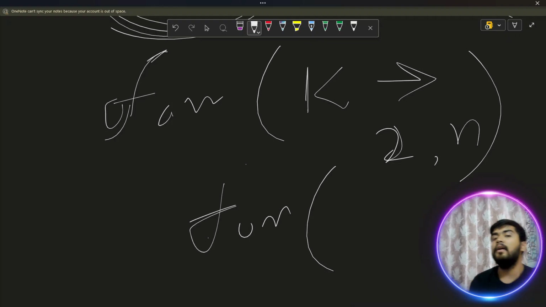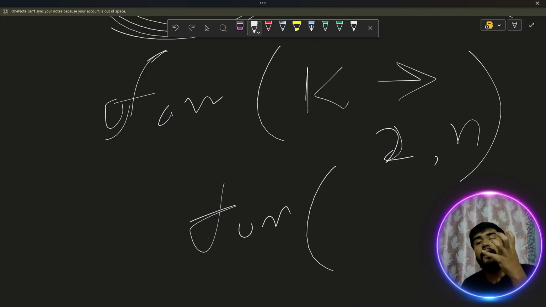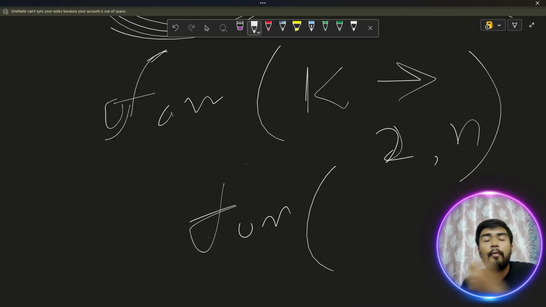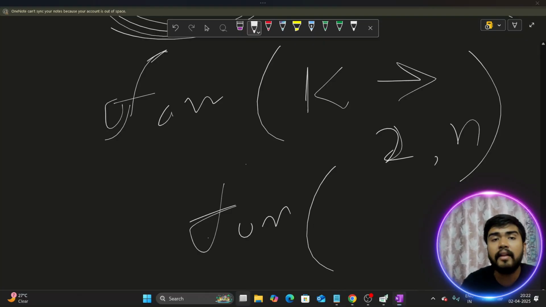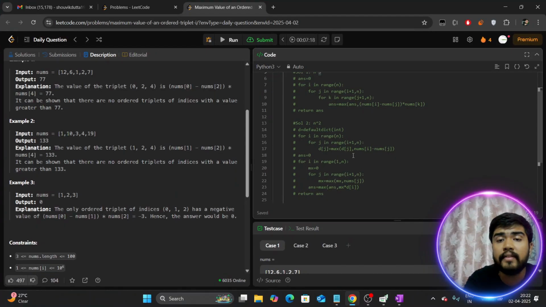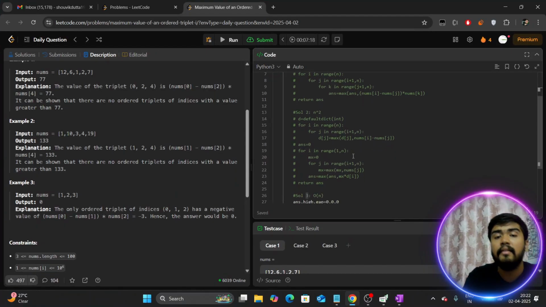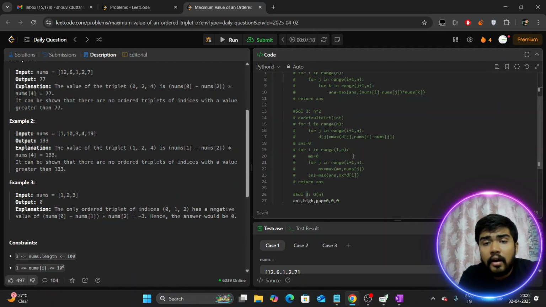What is the possibility? Like we can choose. So now we should run another loop over the indices less than my k, right? So give me 1 minute.